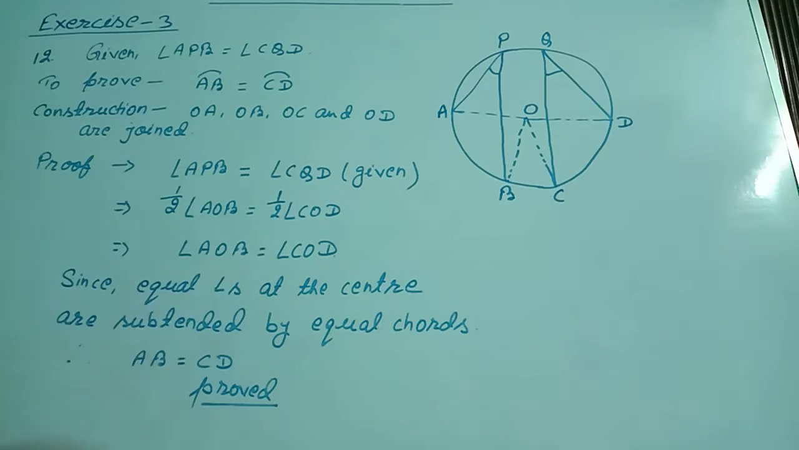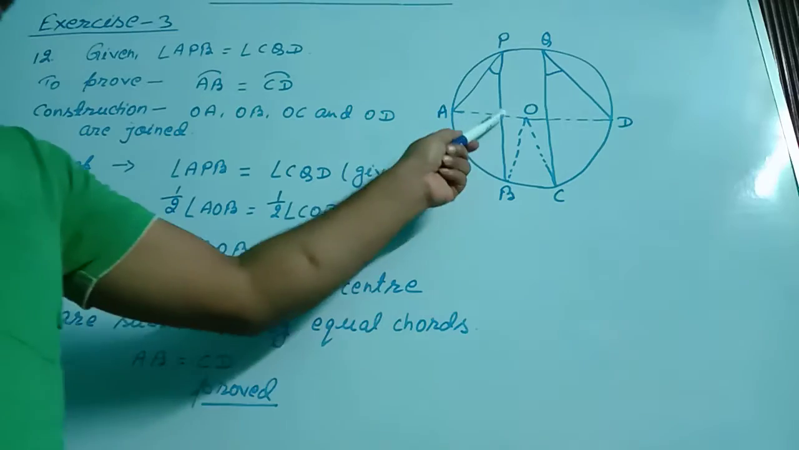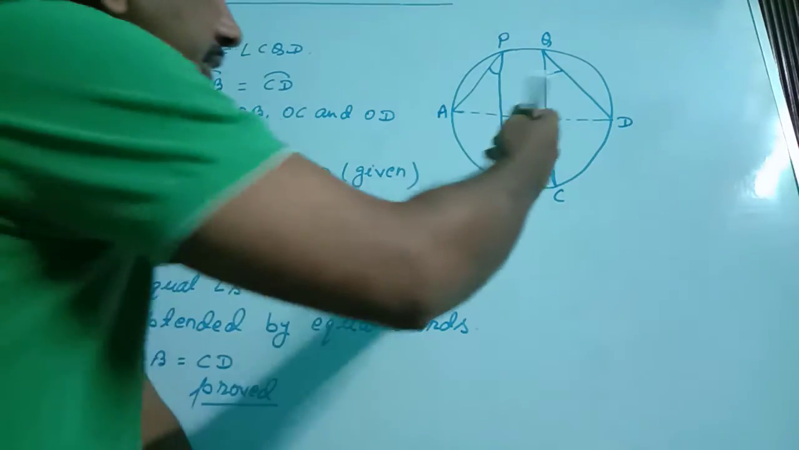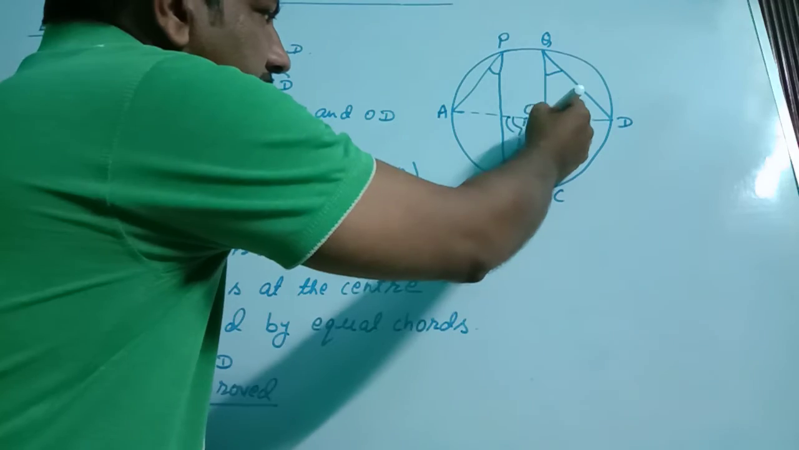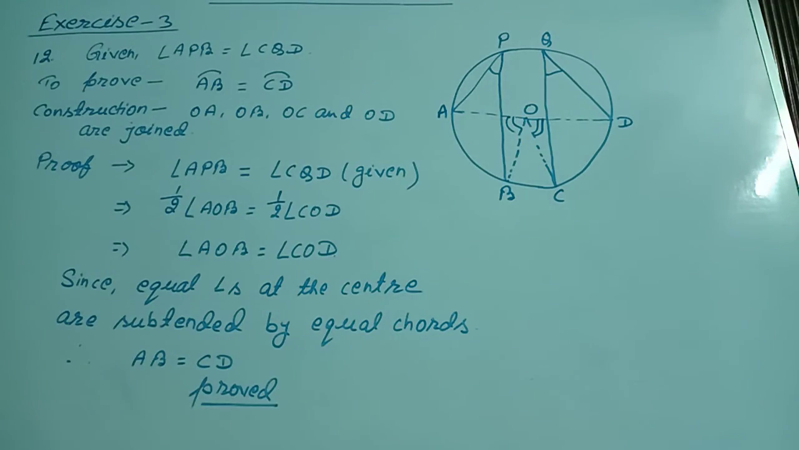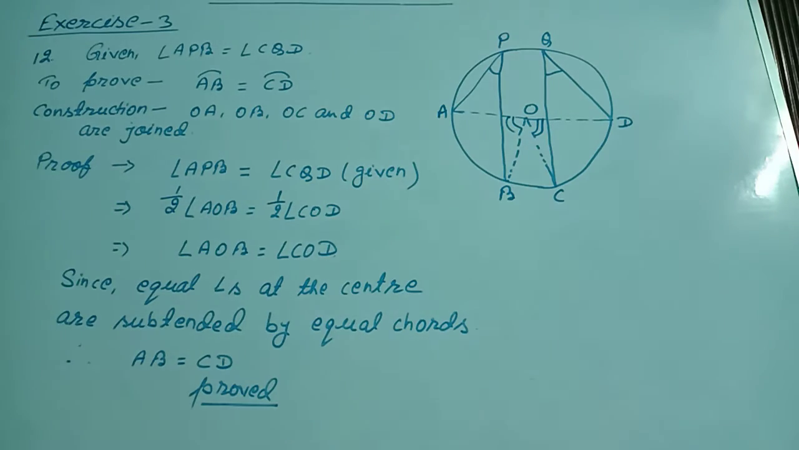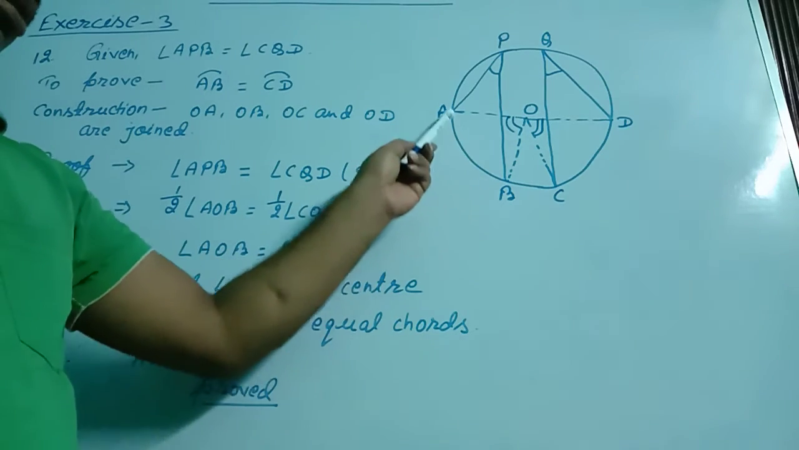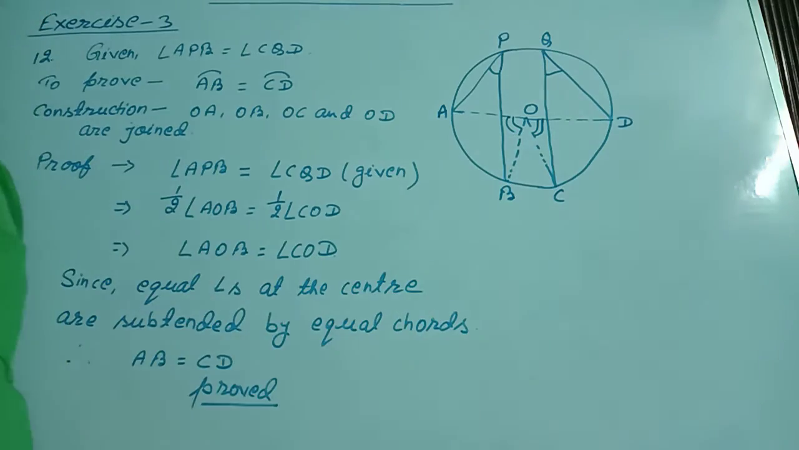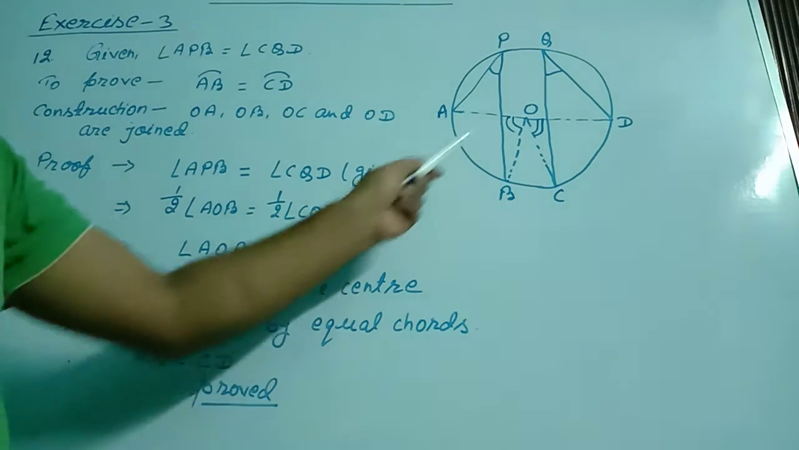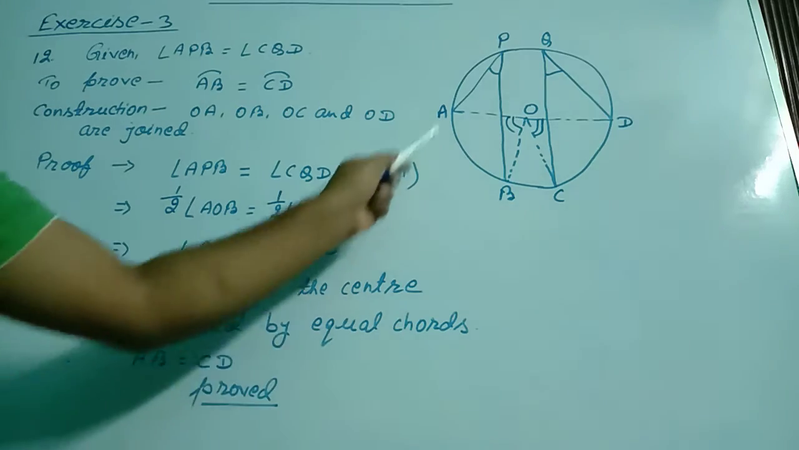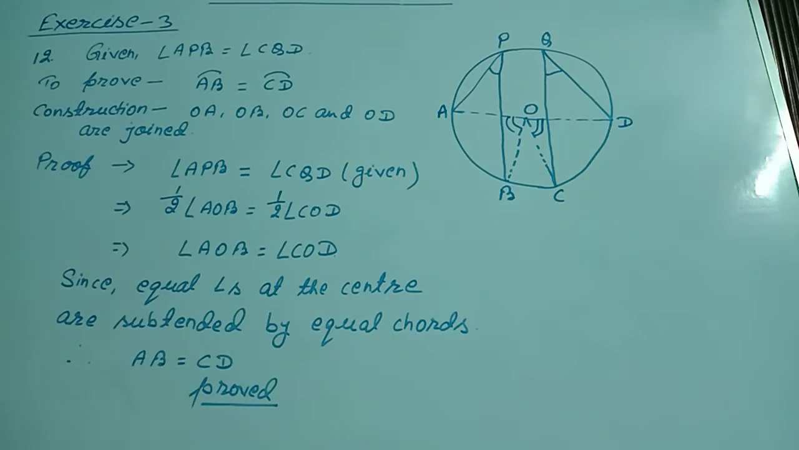AOB equal to COD. So what are we seeing? These two angles at the center are equal. Angle AOB equal to angle COD, so we say angles at the center are equal. And we know if angles at the center are equal then these two chords are equal, AB equal to CD. For that I have written the reason. Since equal angles at the center are subtended by equal chords, therefore AB equal to CD proved.